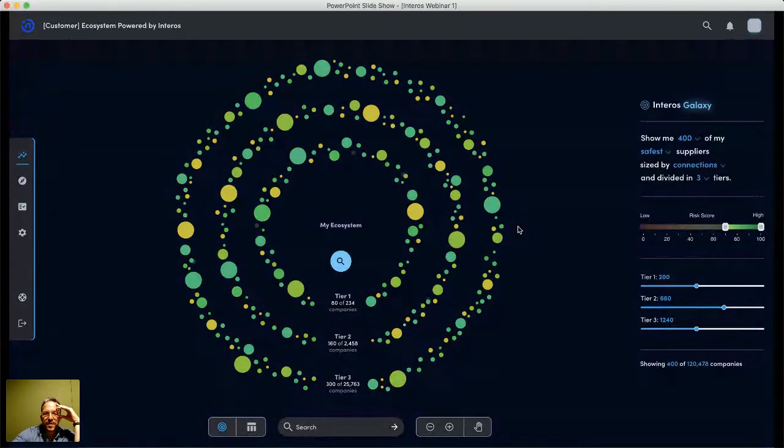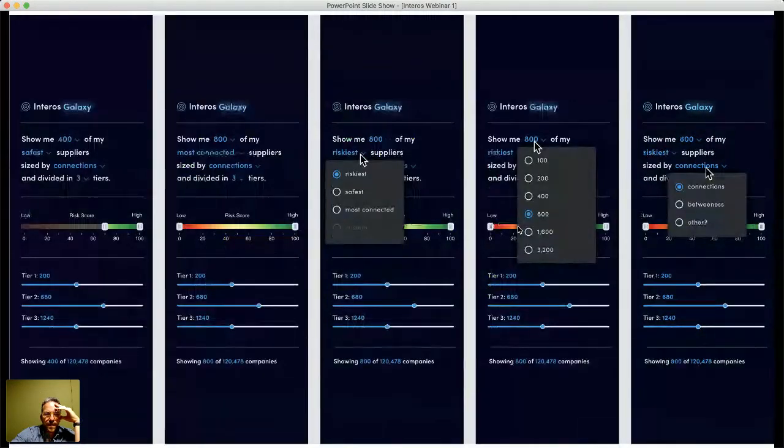I think by far the riskiest is the most important use case, but sometimes you want to see what's actually working, what's actually doing really well, and the companies that are really doing well across the board within your supply chain. These are just other iterations on the filtering mechanisms we had, right? As you can see here, different ways of controlling whether you're looking at the riskiest, the safest, the most connected. Also allowing, and this is still live in our product, controlling the overall number of dots you actually get to see on the screen.